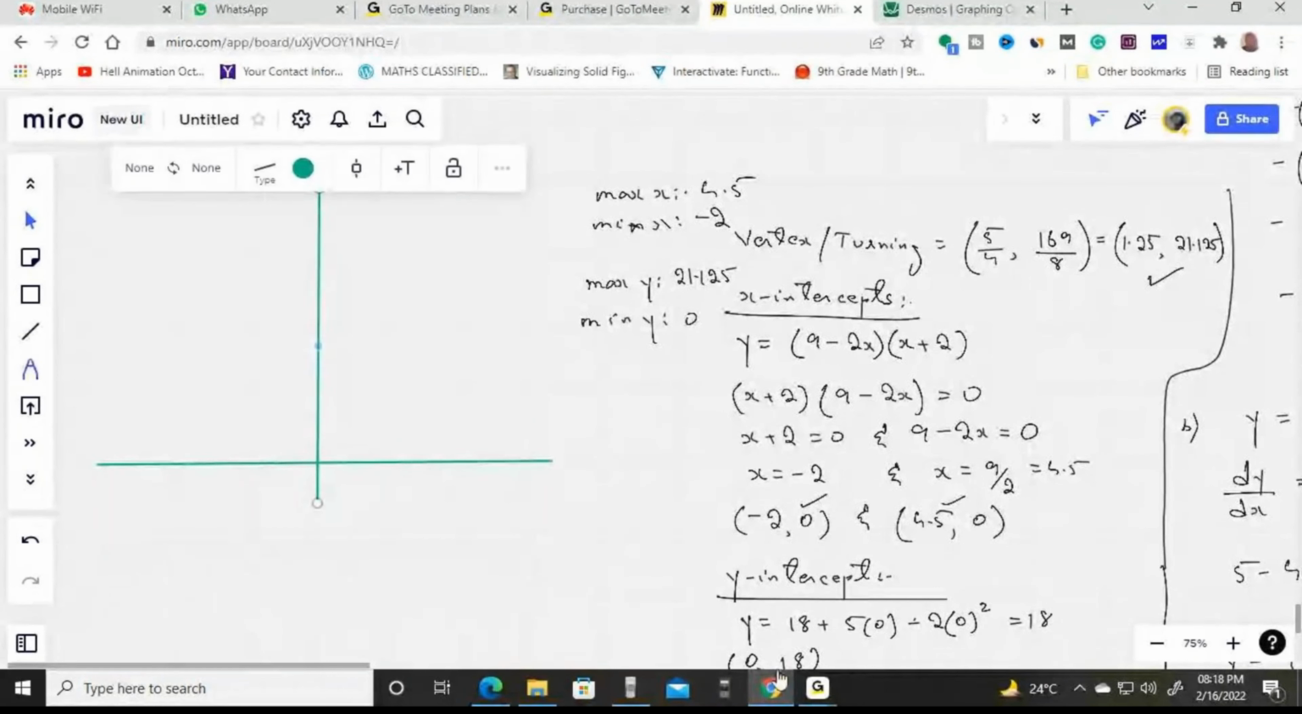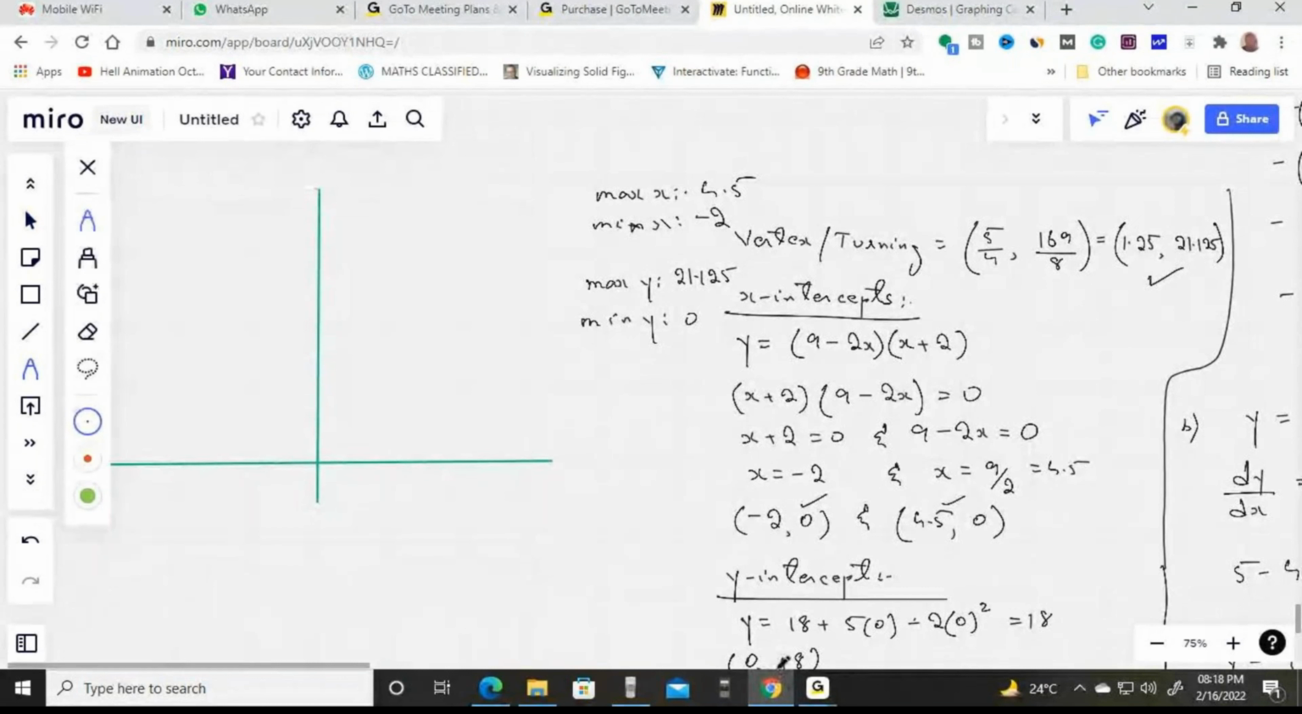I can take half a centimeter equals 1 unit or 1 centimeter equals 1 unit on my x-axis. It is going to be just fine. Okay. So this is it. So 1, 2, 3, 4, 5. 4.5 exactly over here. So the point 4.5, 0 is here. Okay. And 1, 2, minus 1 and minus 2. So minus 2, 0 is here. These are the x-intercepts.